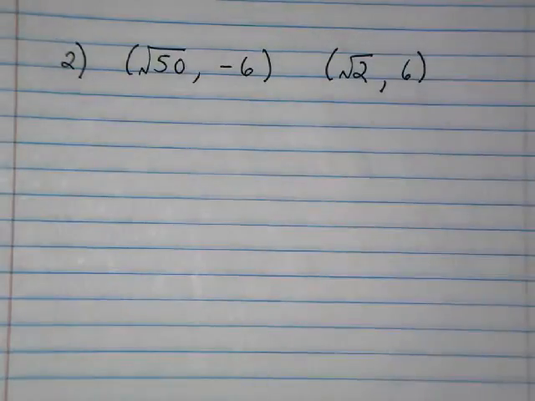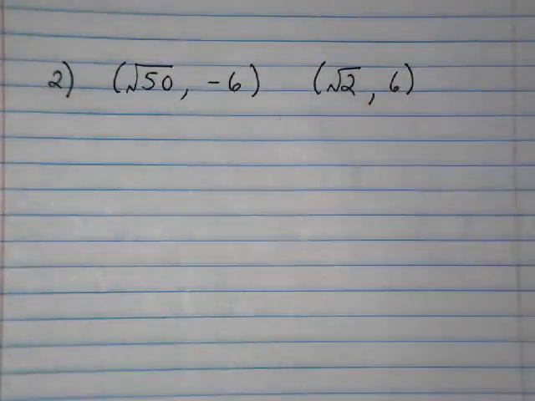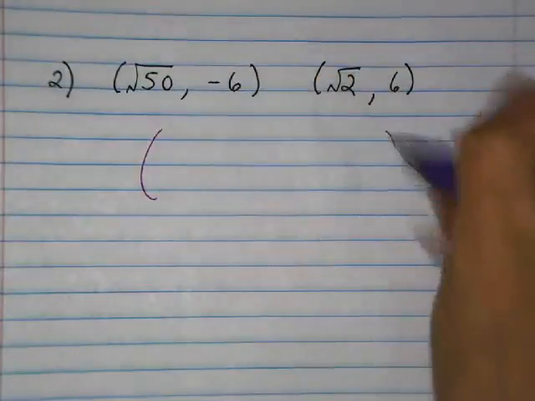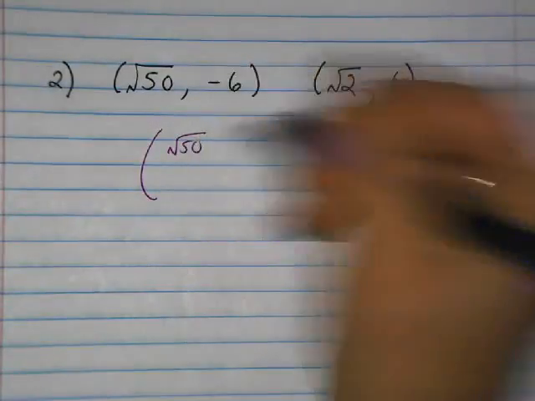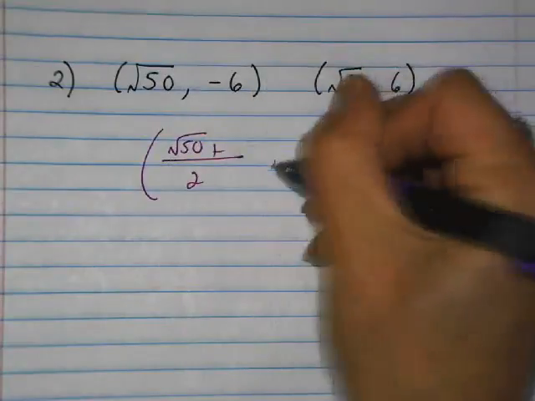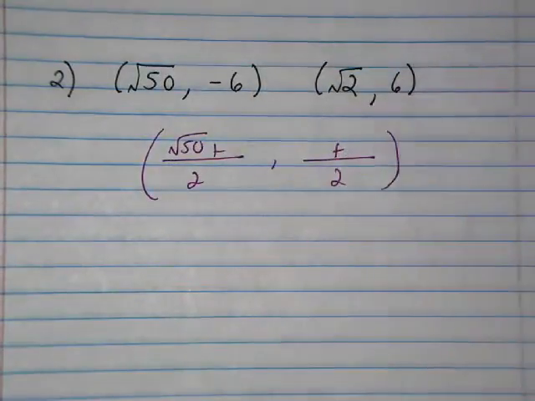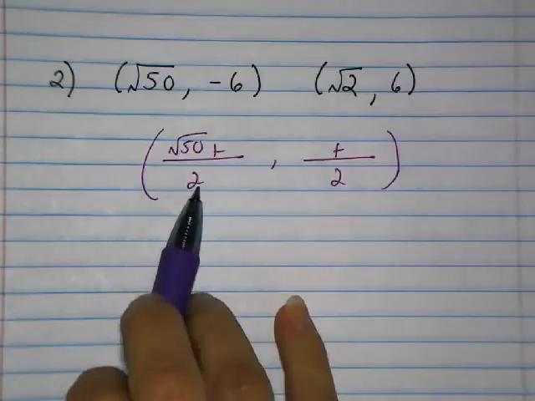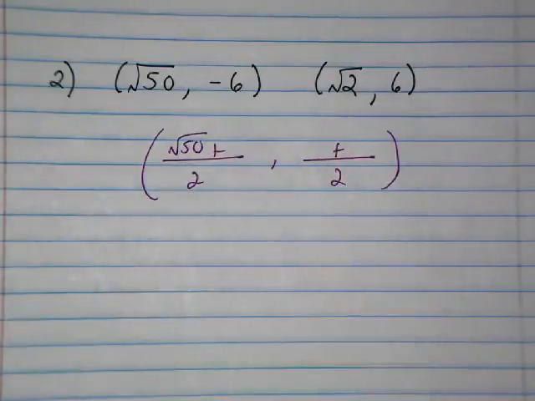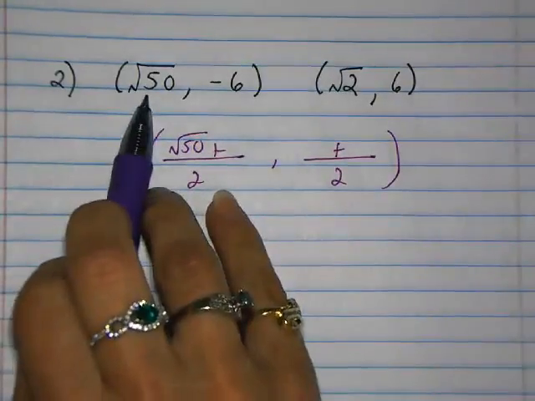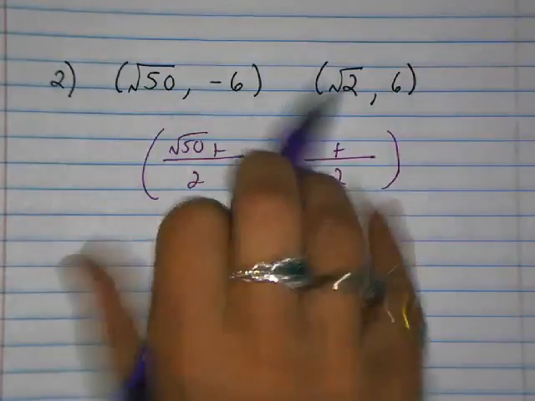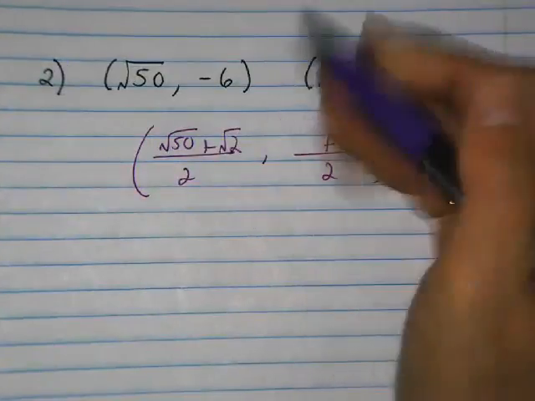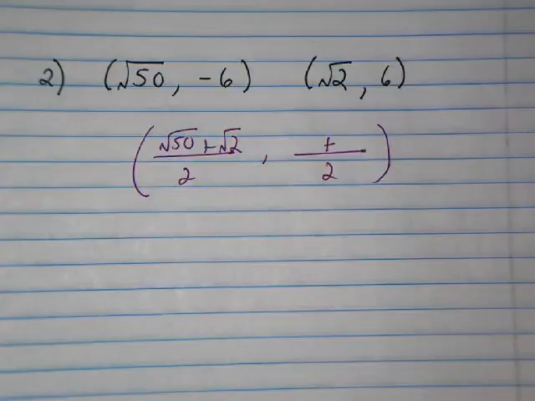So when you go ahead and put it into your big thing, you have the square root of 50. Sorry, I didn't write my skeleton. So there should be a plus, divide by 2, plus, divide by 2. So now I get my x-coordinate: square root of 50, square root of 2. Get your y-coordinate: negative 6 and 6.